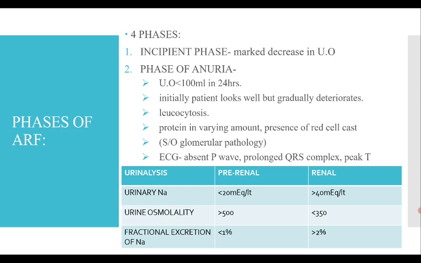The phases of acute renal failure. There is an incipient phase, where there is a marked decrease in urine output. Then the phase of anuria, that is urine output less than 100 ml in 24 hours. Initially the patient looks well, but gradually deteriorates.